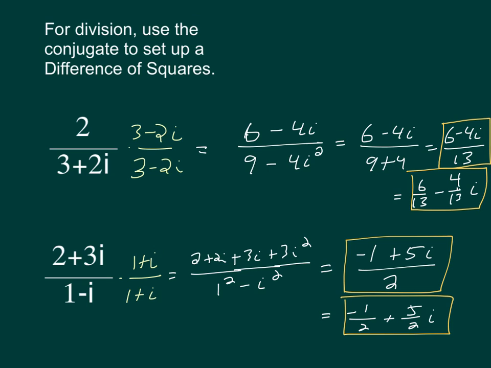Sometimes the numbers will reduce really nicely. If this was negative 2 plus 4i over 2, I could reduce everything by a factor of 2. That will happen. That'll happen on your practice. But this is the idea, and you just simplify from there. All right, hope this makes sense.